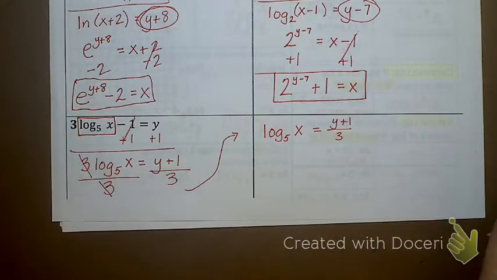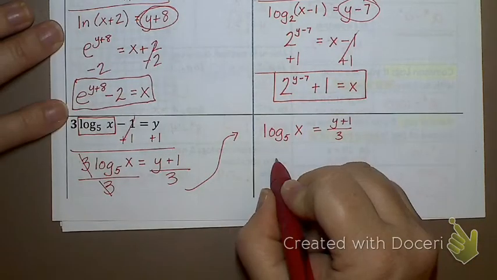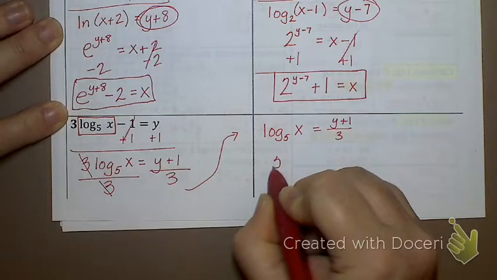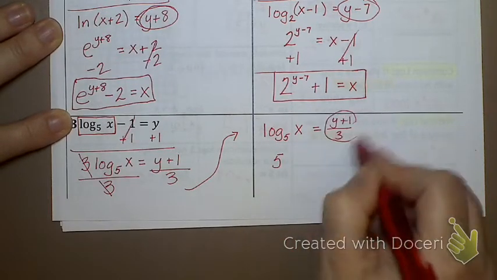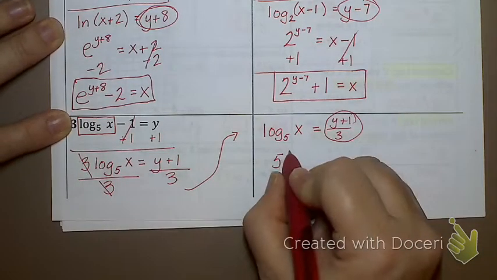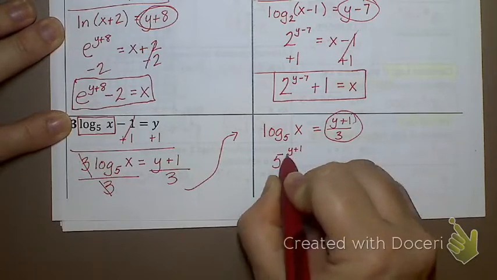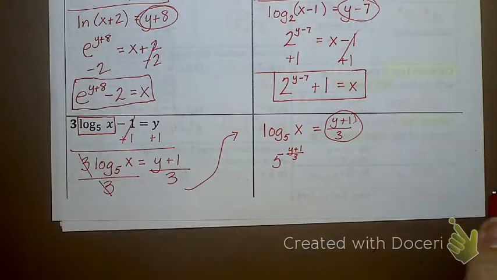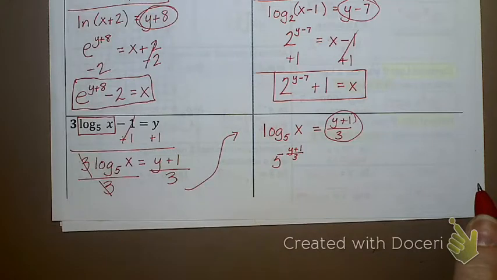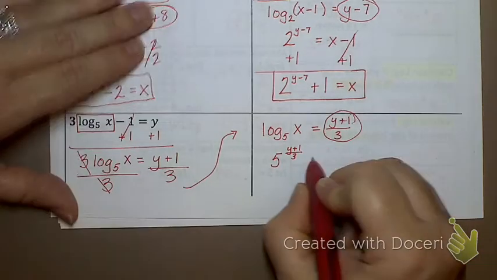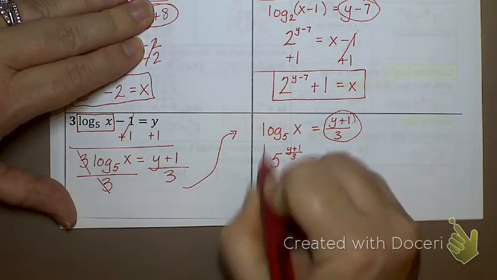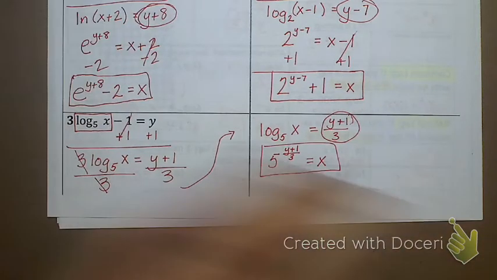So my log is by itself. What's the next step? Go to exponential form. What's my base? Exponent is that whole ugly thing right there. y plus 1 over 3. You may need to write your base bigger in order for that whole thing to look like an exponent, right? Equals x. Thank goodness x is by itself because I don't want to have to do anything more with that ugliness.